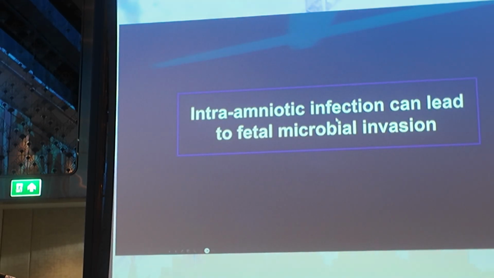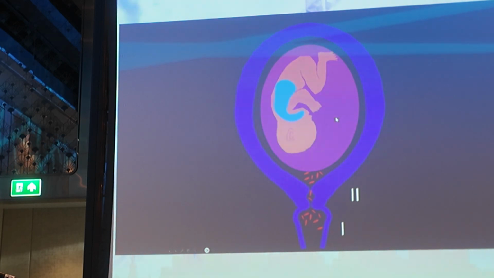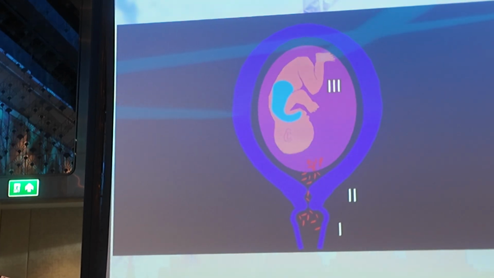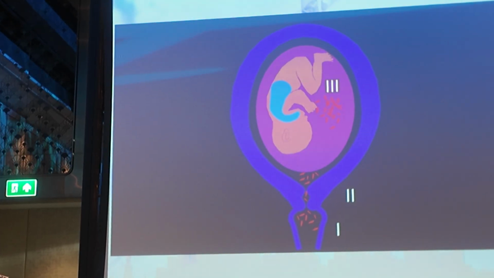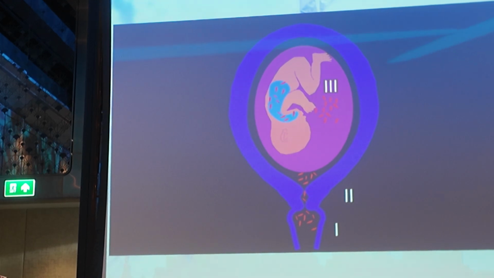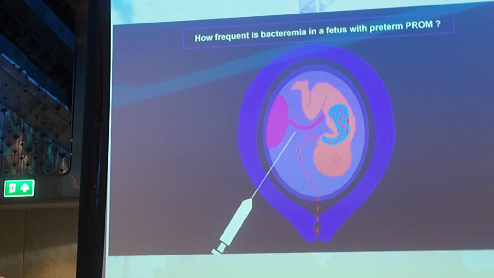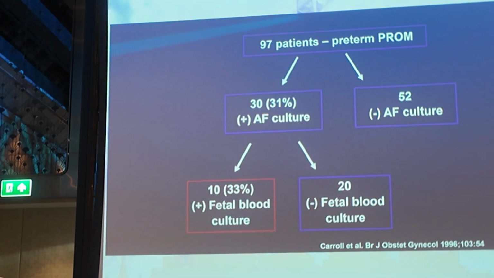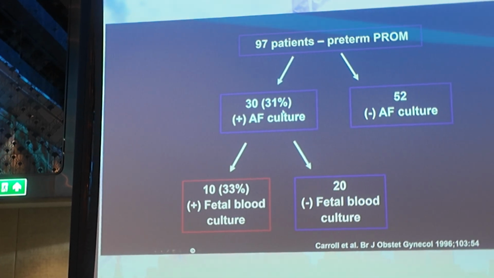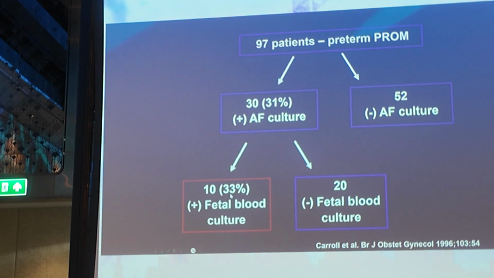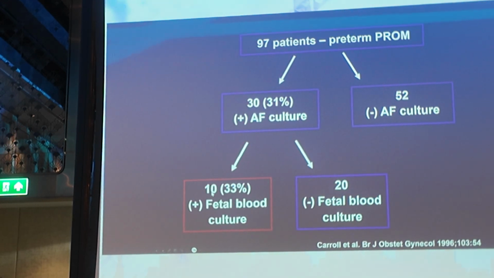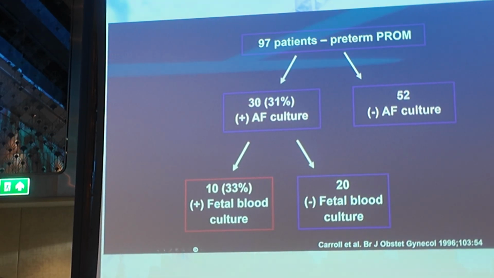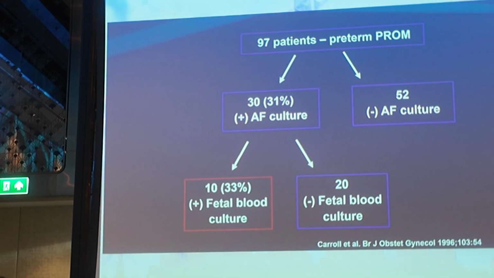Now, intra-amniotic infection can lead to fetal invasion, so the bacteria from the amniotic cavity can invade the human fetus, and we know that because the Fetal Medicine Foundation did amniocentesis and cordocentesis, and they found that 30% of patients with preterm PROM will have a positive amniotic fluid culture, and then 33% of those, meaning 10 out of 30, will have fetal bacteremia.